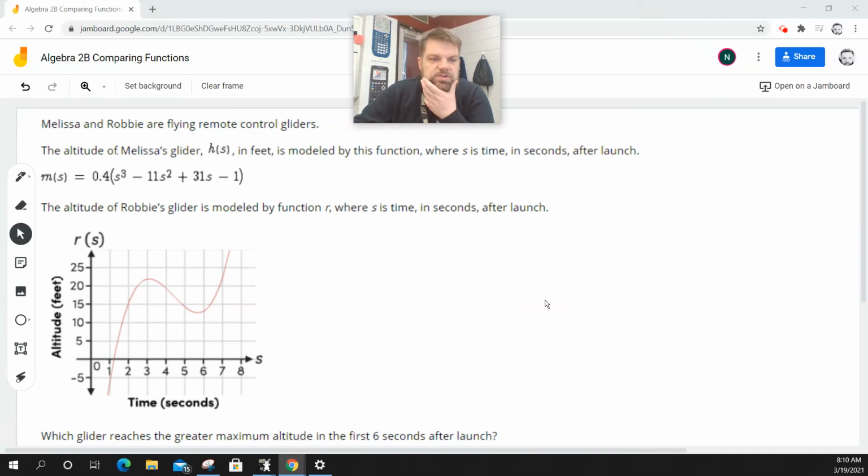All right, it says the altitude of Melissa's glider, h of s, in feet is modeled by this function where s is time in seconds after the launch. And so we have this function here, m of s.